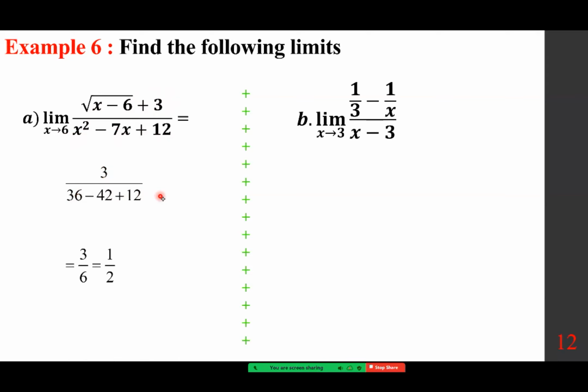The point of this question is this. Don't assume things. You have to work it out. If you assume it's 0 over 0 and you multiply by the conjugate of the numerator, you never get to the answer.